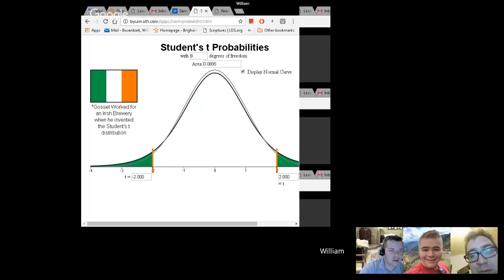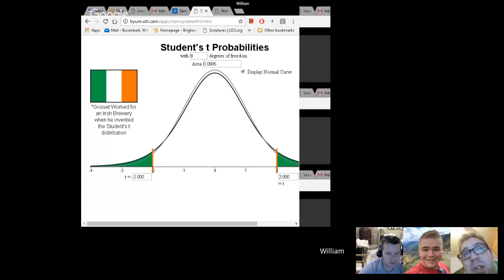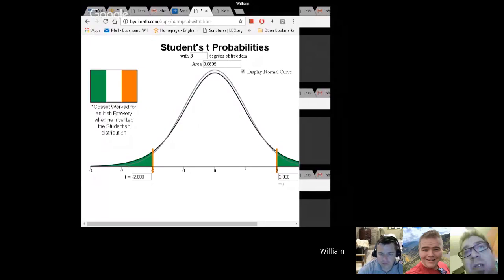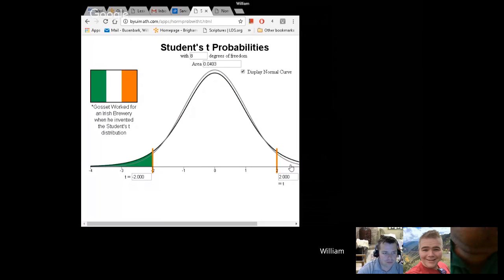Can you see my screen? That's what you type in on the student's T probability applet. You've got 2 in the T equals 2, and then you have your 8 degrees of freedom, and then your area comes out as 0.08, and then it rounds up to 0.081. Where is the 8 degrees? That's the area of your two tails.